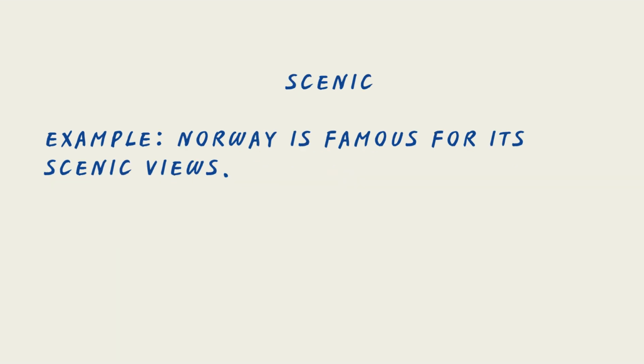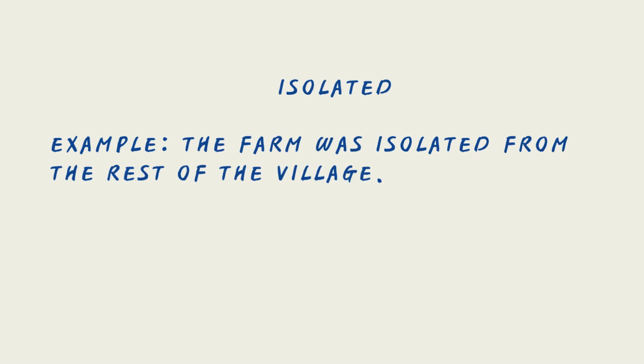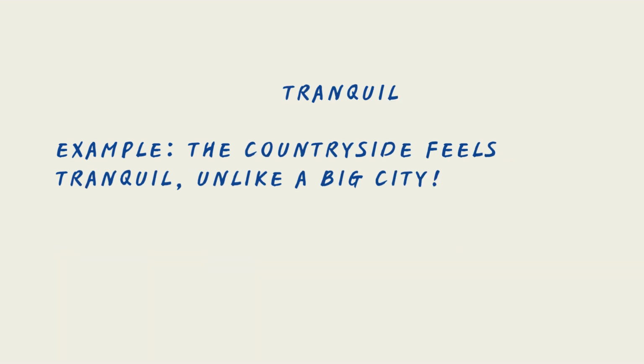Scenic. Example: Norway is famous for its scenic views. Definition: very beautiful, especially in nature. Isolated. Example: the farm was isolated from the rest of the village. Definition: far away from other places or people. Tranquil. Example: the countryside feels tranquil, unlike a big city.